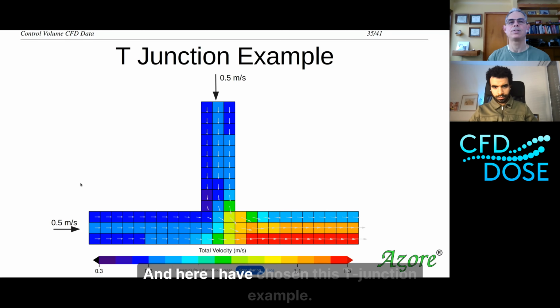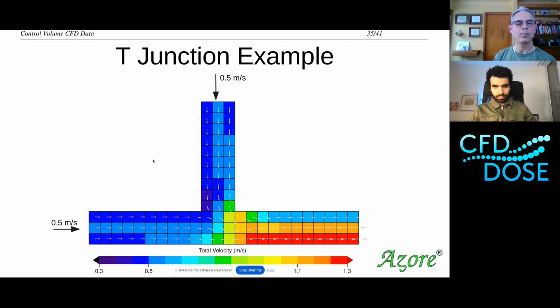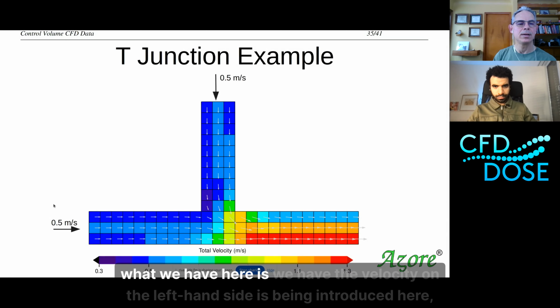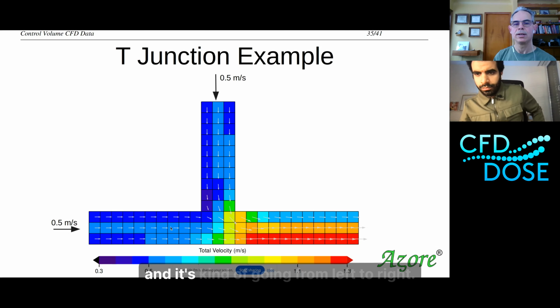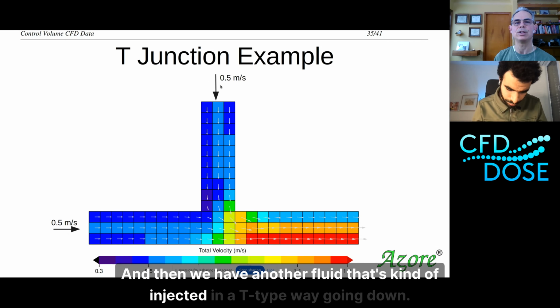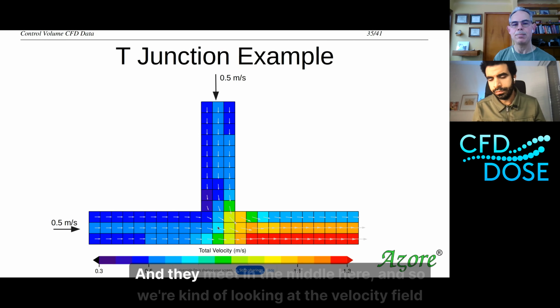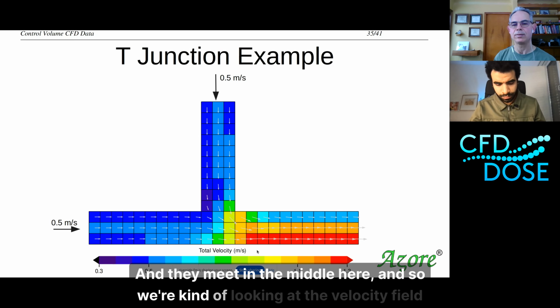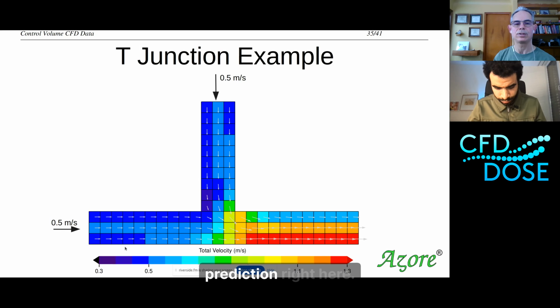And here I have chosen this T-junction example. What we have here is the velocity on the left-hand side being introduced here, going from left to right. And then we have another fluid that's injected in a T-type way going down. And they meet in the middle here, and so we're looking at the velocity field prediction right here.